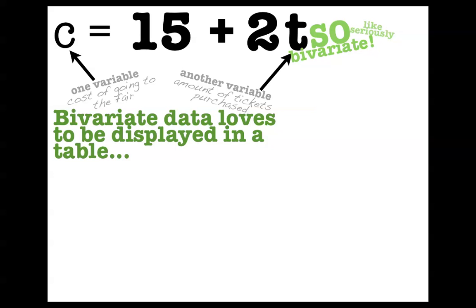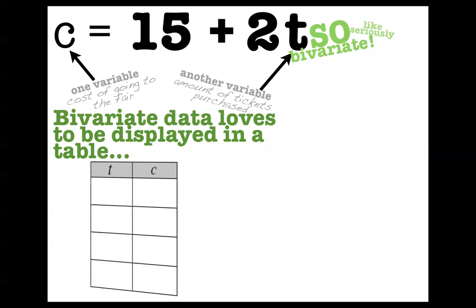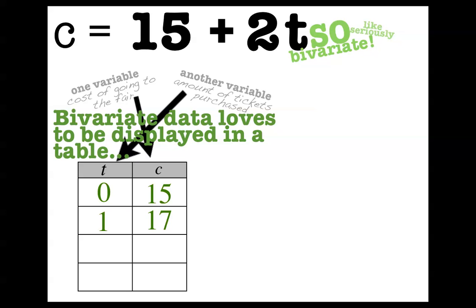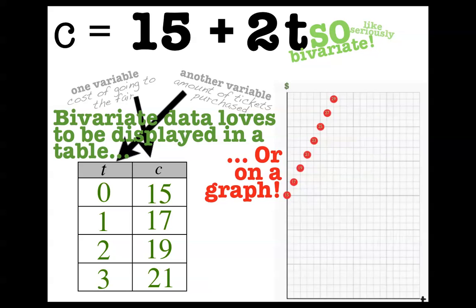Now, bivariate data really loves to be displayed in the form of a table, because you can take a table and put one variable here and one variable here, and then you can start calculating things. Like if I don't buy any tickets, I still pay $15 to get in the gates of the fair. If I buy one ticket, that's $2 more, so I'm at $17, and so on and so forth. Bivariate data loves to be displayed in a table or on a graph.